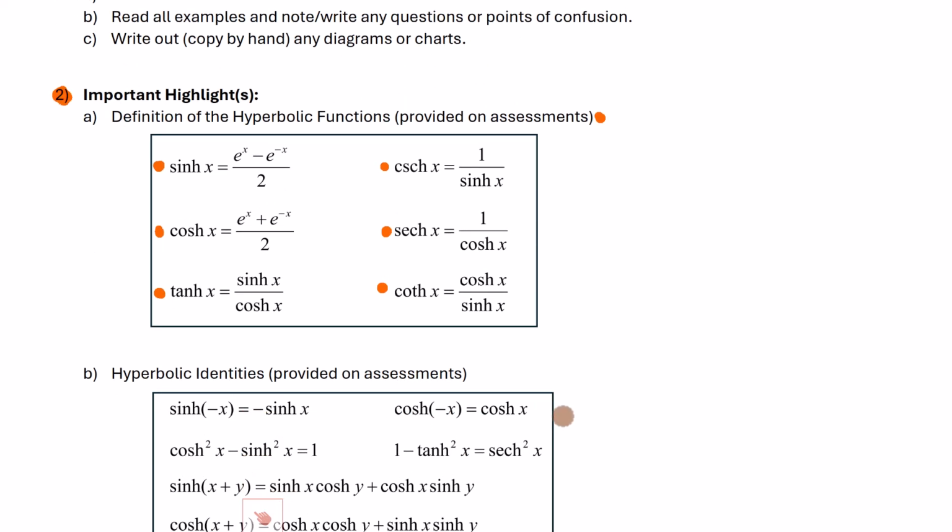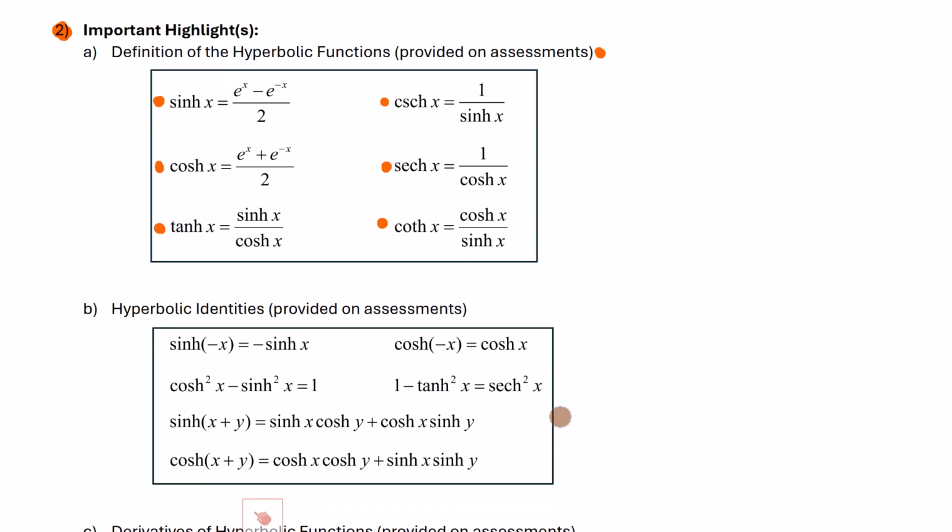There are some hyperbolic identities which will be provided, so don't have to be memorized, that also resemble some trigonometric identities. For example, sinh of negative x is equal to negative sinh of x. That resembles the negative identity for sine in trigonometric identities. Similarly, cosh of negative x equals cosh of x, resembling the negative identity for cosine in trig.